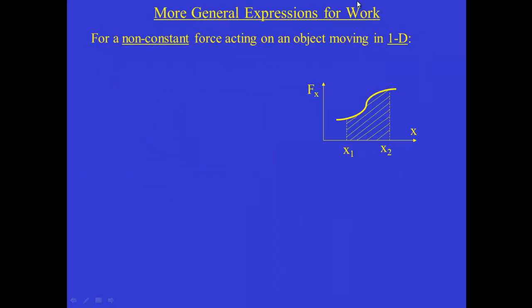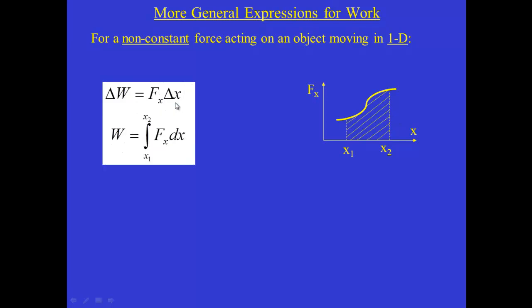Now there's more general definitions for work because we might have a situation where the force acting on an object, the object's still moving in one dimension, but where the force is not constant. It's changing somehow. We already know situations like this can happen with springs because the force exerted by a spring on an object depends on where the object is. The magnitude of the force changes as the spring is compressed or stretched. But here, just imagine in this sketch that we have a force F sub x that's changing as the object moves from x1 to x2. How do we find the work done here?